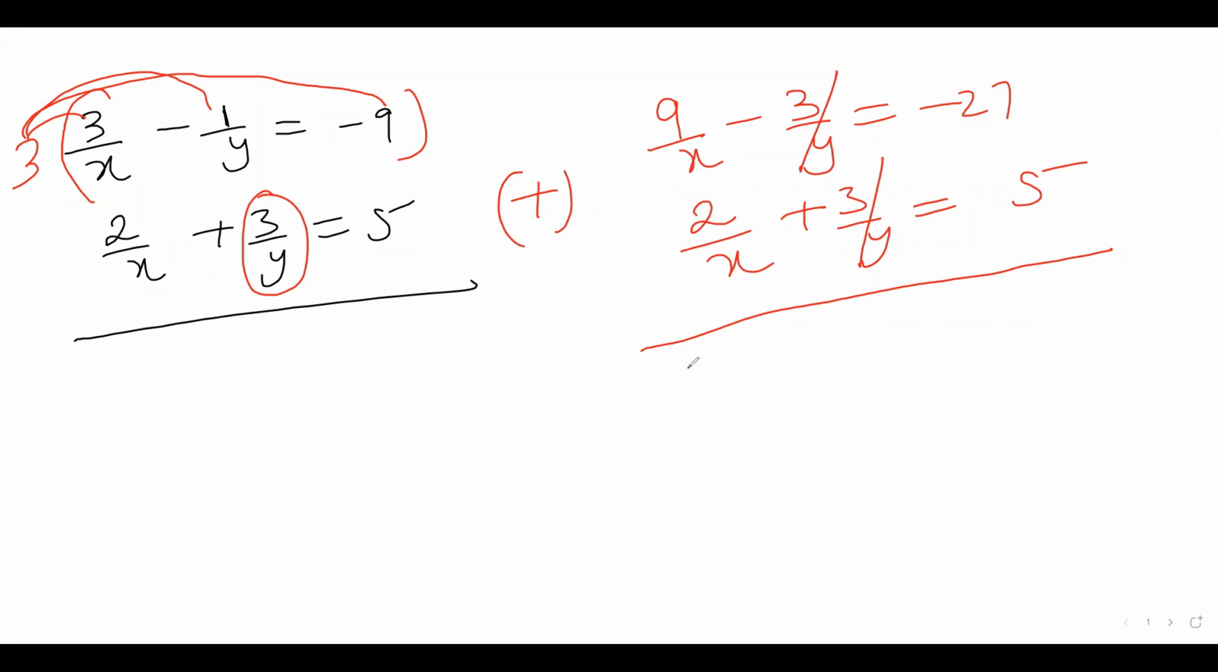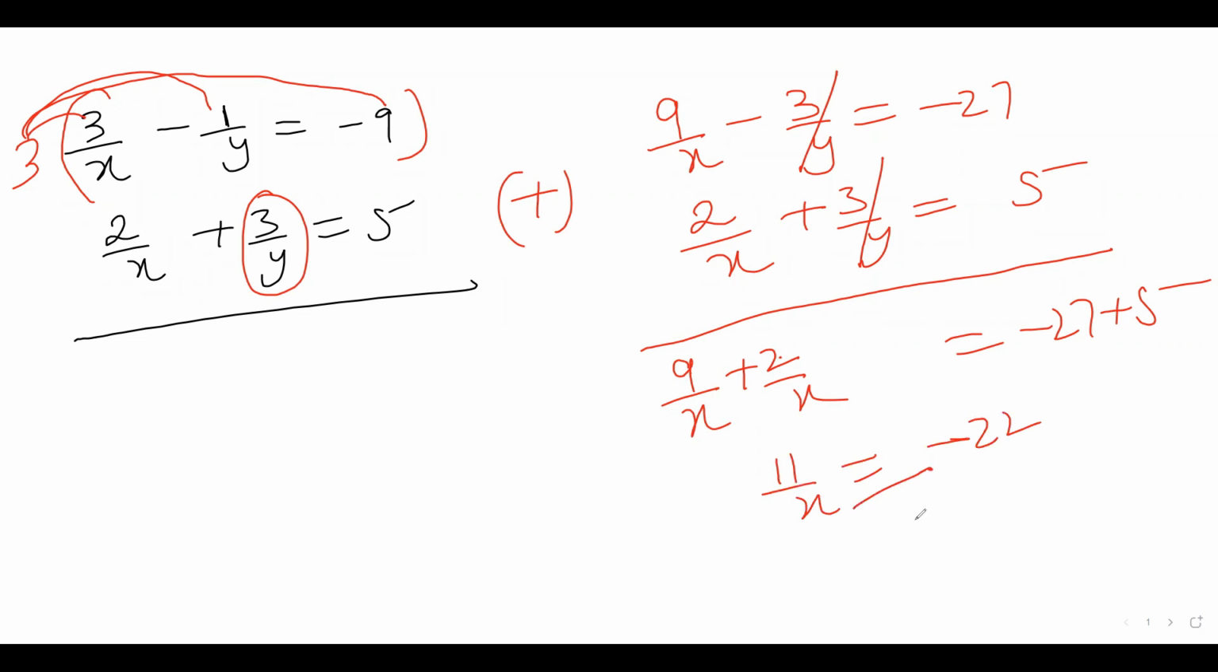Now I will add. I have to add 9 by x and 2 by x: 11 by x. Here minus 27 plus 5 is minus 22. Transpose: 11 is equal to minus 22x. Get 22 down: 11 by minus 22 is equal to x. 11 ones are, 11 twos are, x value is minus 1 by 2. The minus from the denominator will go up. Here without any a or b, directly you can get the answer.